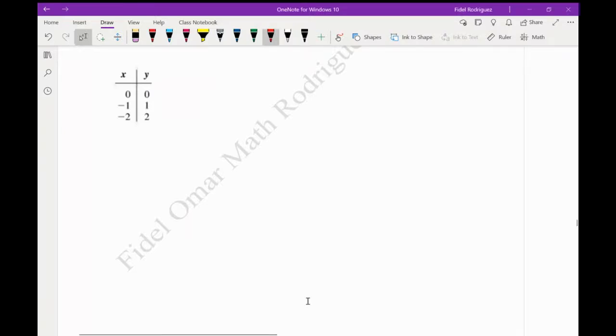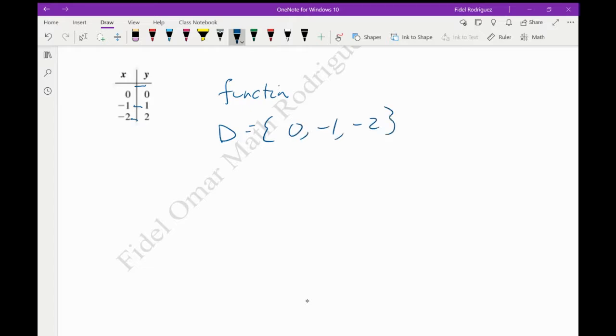Okay, same thing here. Look, you can kind of think of this. This is already set up, right? 0 goes to 0, -1 goes to 1, -2 goes to 2. So yeah, we got a function here. My domain is just the numbers 0, -1, -2, and our range is 0, 1, and 2.